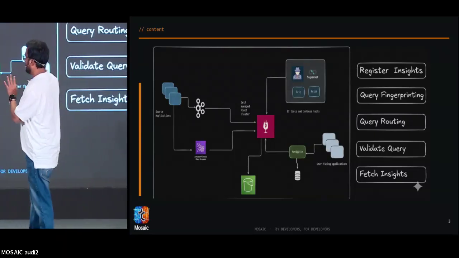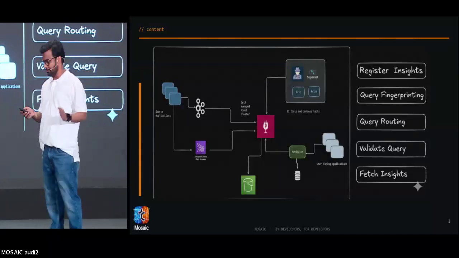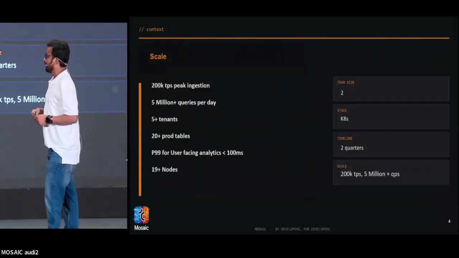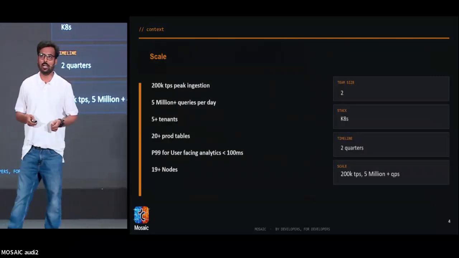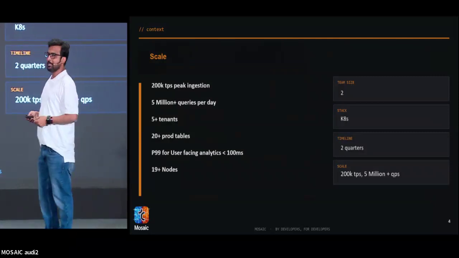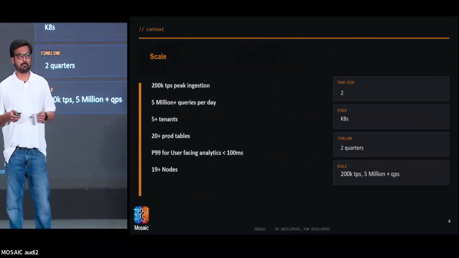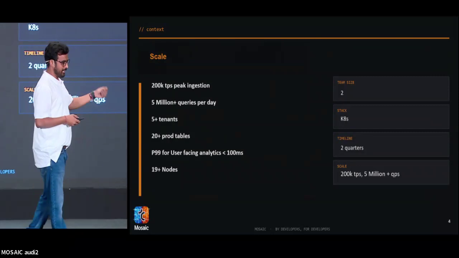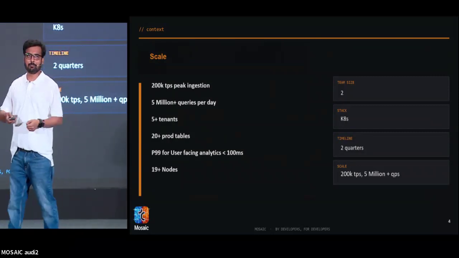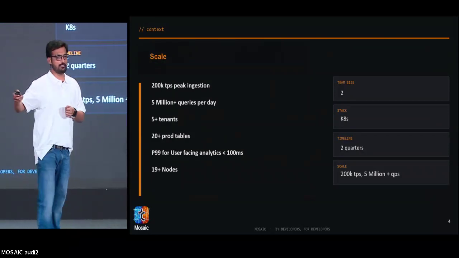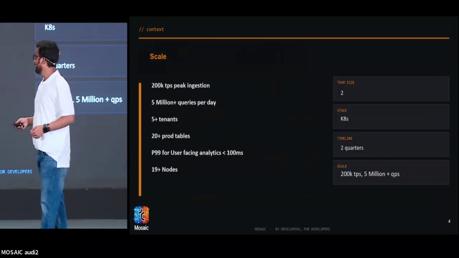I will not go into the detail because today's motive will be around the open source contributions that we have done. The scale that we were handling is around 200K TPS ingestion at peak, 5 million plus queries per day, and 5 tenants to avoid the noisy neighbor problem. KYC had their own tenant, similarly trade had their own. Some P1 or critical services had their own, and P3 services were curated into a separate tenant.